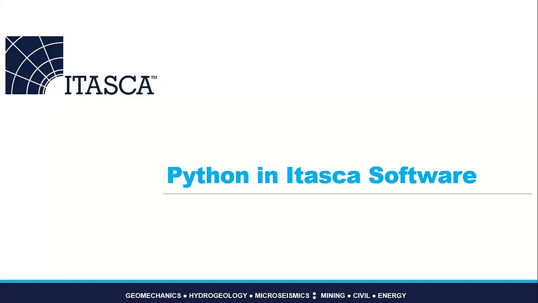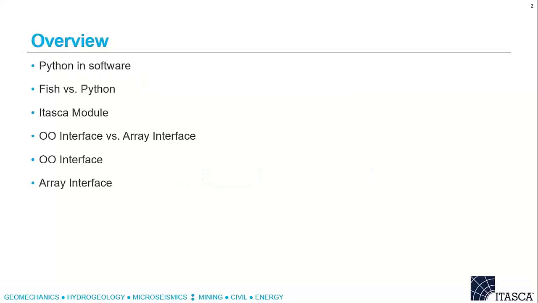Today is pretty much going to be covering Python within Itasca software itself. We're going to start off by going over what's available within the software for Python. How do you actually open and run Python files? Then we're going to be covering the differences between Fish and Python. What are the similarities and what's the preference to using Python?